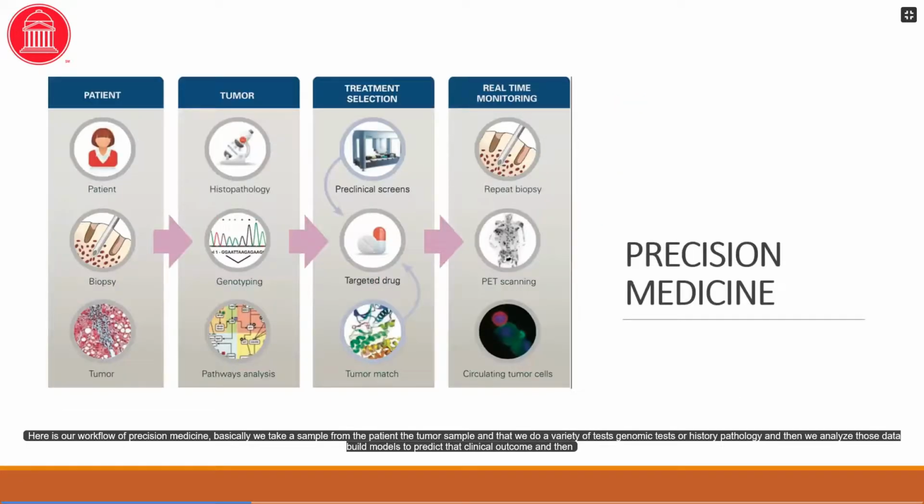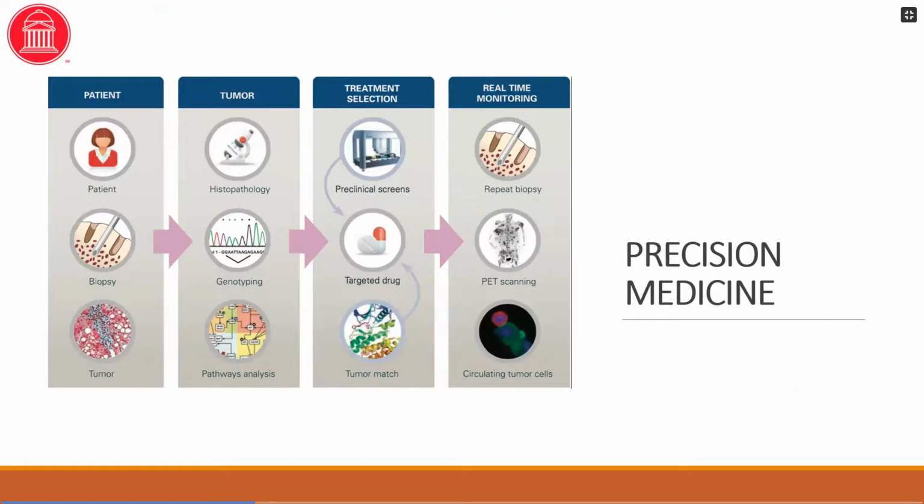Here is a workflow of precision medicine. Basically, we take the sample from the patient, the tumor sample, and then we do a variety of tests, genomic tests or histopathology. And then we analyze those data, build models to predict the clinical outcome, and then this is the treatment selection part. It involves a lot of machine learning.